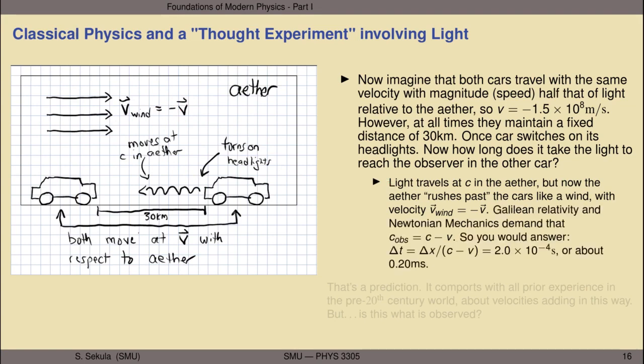Now, Galilean relativity and Newtonian mechanics demand that, from the perspective of observers in the car, the light that leaves the car on the right, while it's traveling at 2.998 times 10 to the 8th meters per second in the rest frame of the ether, is encountering this wind of ether that has the apparent effect of slowing it down. This is sort of like sound waves or water waves in their respective media.